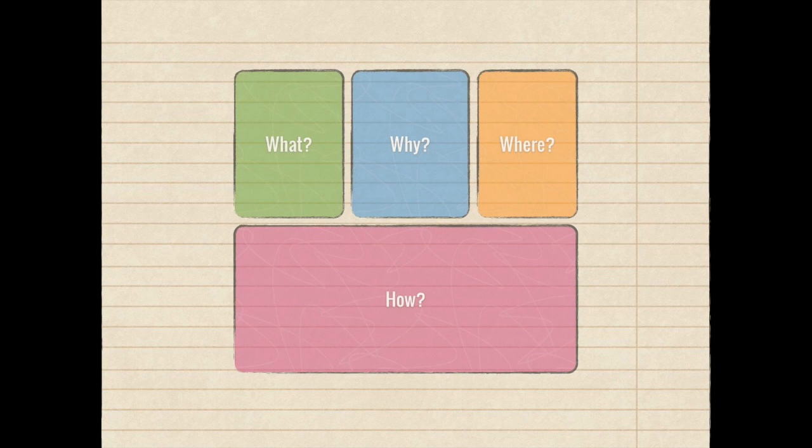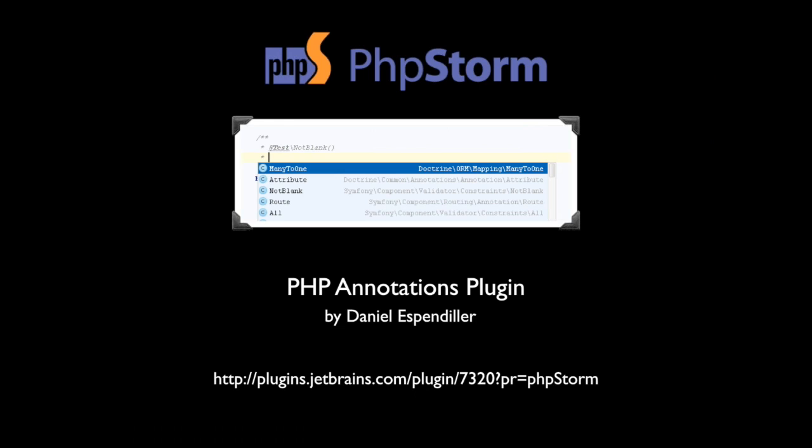Okay, so that's what I wanted to share with you guys about where annotations came from, what they're useful for, why I like using them, and how you can start looking into implementing your own, supporting your own type of annotations in your project. I would really love to thank the PHP Storm guys for inviting me. And if you are using PHP Storm, and if you're not, you should be, you want to look at the PHP Annotations plugin by Daniel. This is a really awesome plugin.